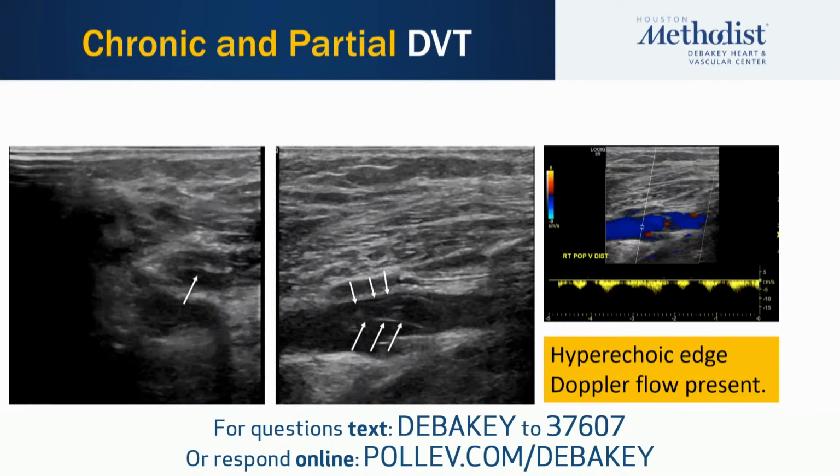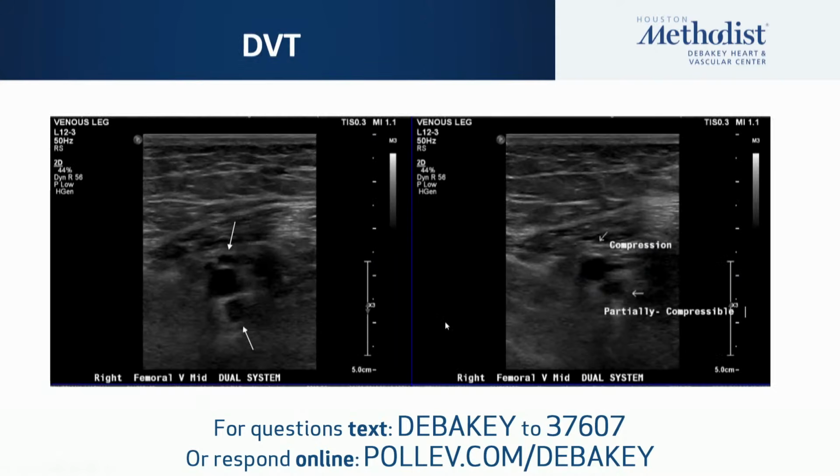Here's an example of chronic and partial deep vein thrombosis, and we know this because of the history, and this was a follow-up ultrasound. You see the hyperechoic margins, you see the thrombus, it's slightly attached to certain areas, it looks almost like a small tongue coming up towards the vein. And you see that there's color flow, and there are also waveforms present consistent with a partial thrombosis.